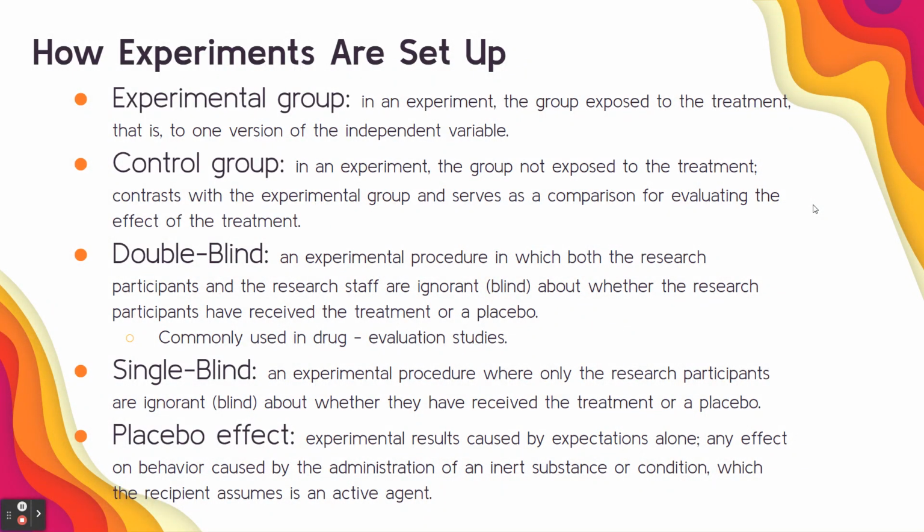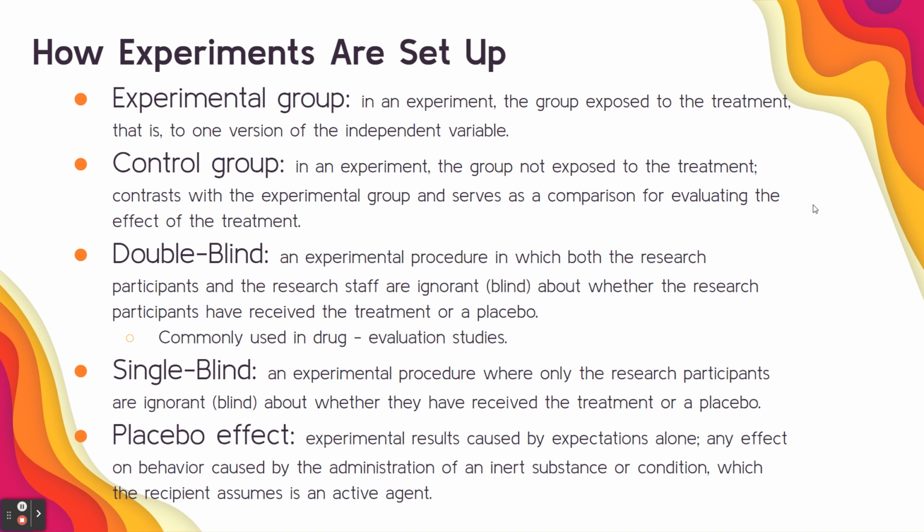So experiments are set up in a very specific way. Not only do you have an experimental and a control group. Remember, the experimental group is getting the treatment. They are getting the independent variable. The control group is not. They are getting, if it's in a drug study, something called a placebo, so a fake pill or a fake treatment. If it's not a drug study in a medical environment, they are just getting a normal situation, whatever is being studied at the time.